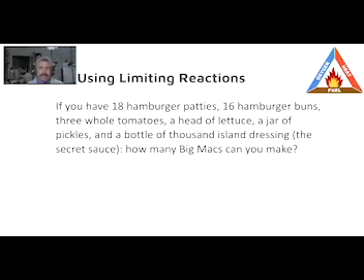If you remember from our Big Mac example, this was a limiting reaction example. We had 18 hamburger patties, 16 hamburger buns, 3 whole tomatoes, a head of lettuce, a jar of pickles. Remember, there's about 10 whole pickles within a jar, a bottle of Thousand Island dressing, and a chunk of cheese. How many Big Macs can you make? I'll give you a moment to flip through your notes.